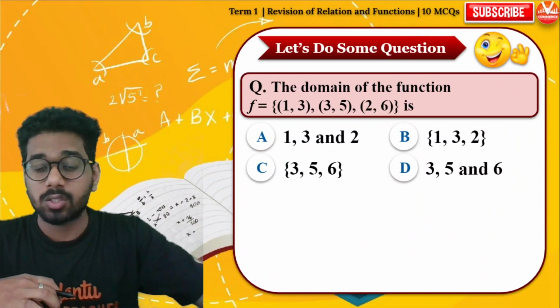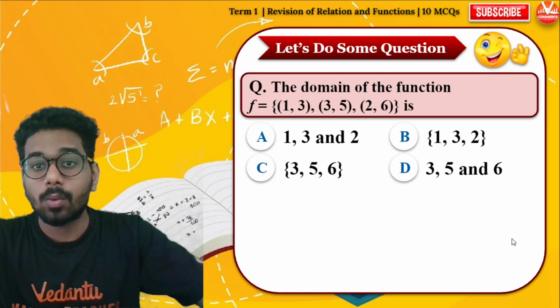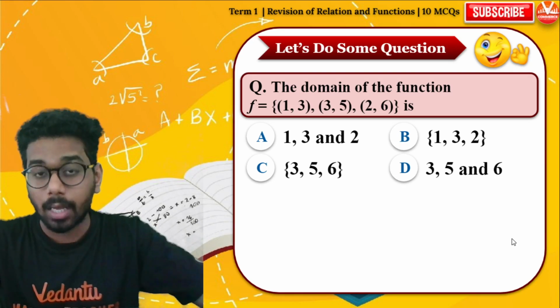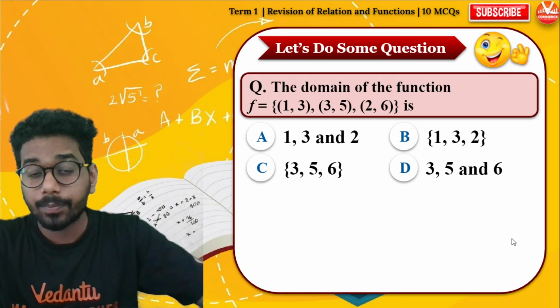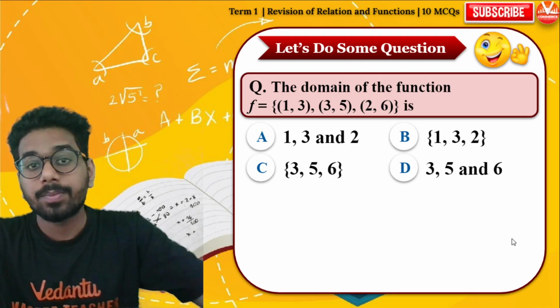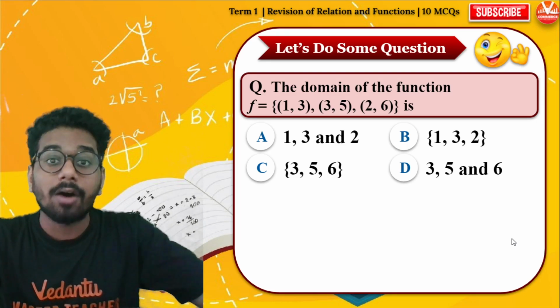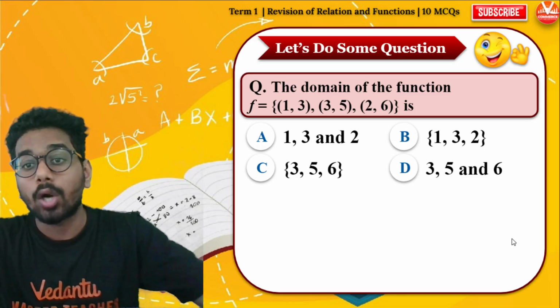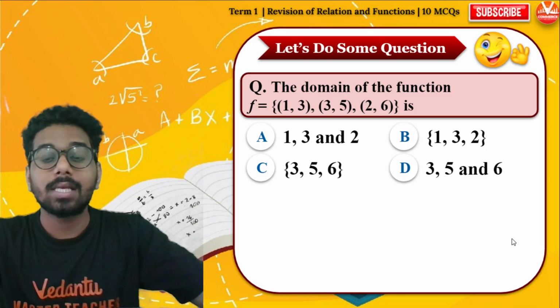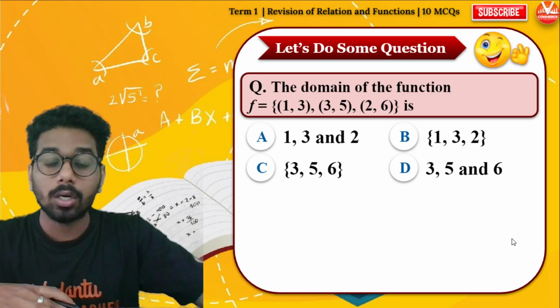So let's have a discussion through some questions. The very first question is the domain of the function. Now, what is the concept of domain? If ordered pairs are given, then domain is the first element of every ordered pair. Domain is the first element of every ordered pair.